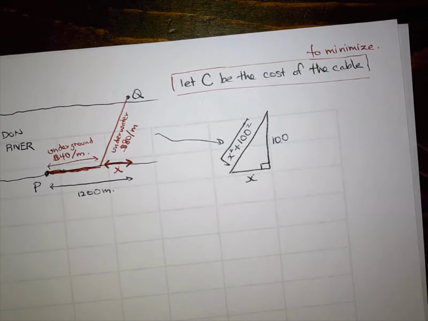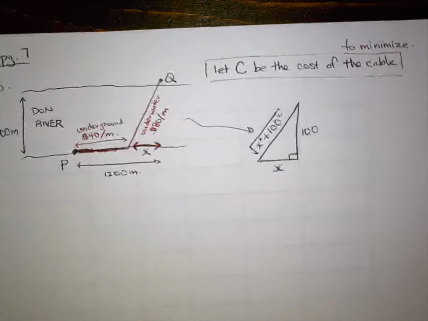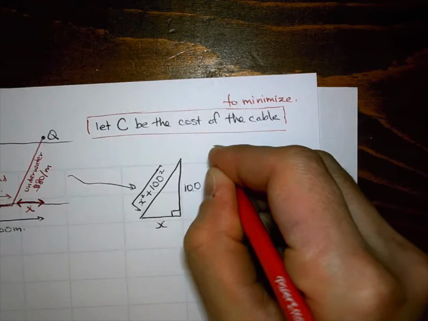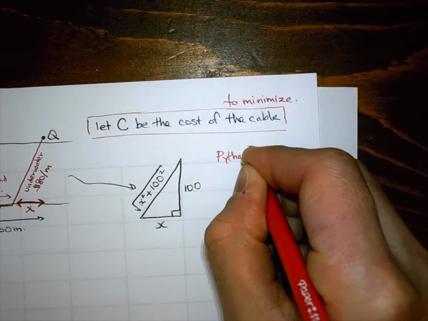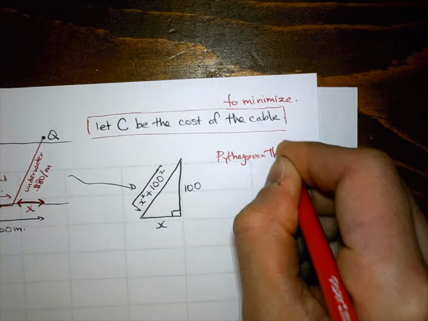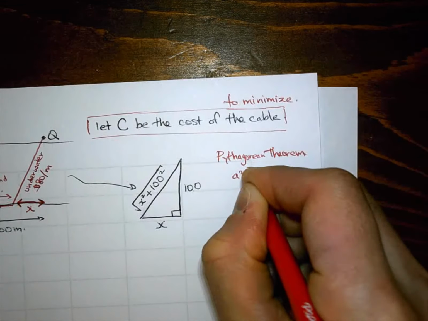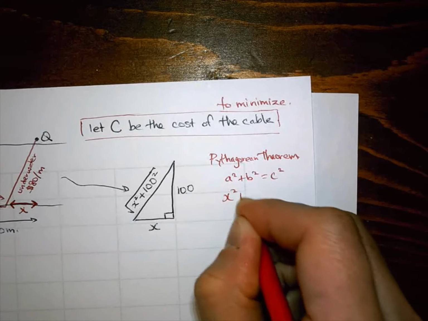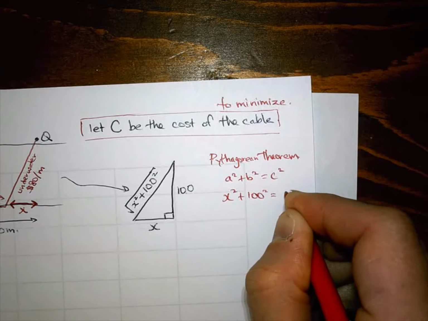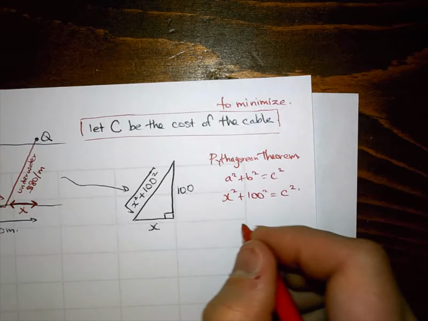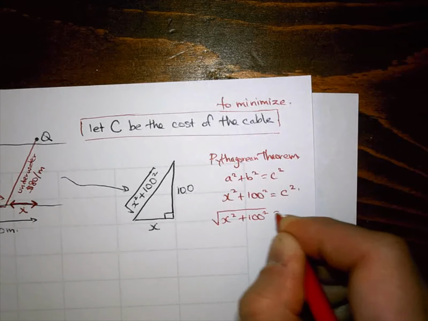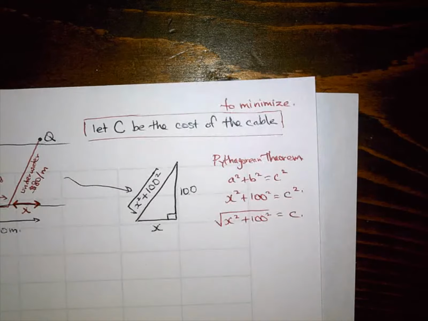Okay, so let's go to problem 2. Should I show the Pythagorean Theorem? Let me show it. I feel bad now. Pythagorean Theorem: a squared plus b squared equals c squared. So we have x squared plus 100 squared equals c squared, so the square root of x squared plus 100 squared is equal to c. Just so we remember that.